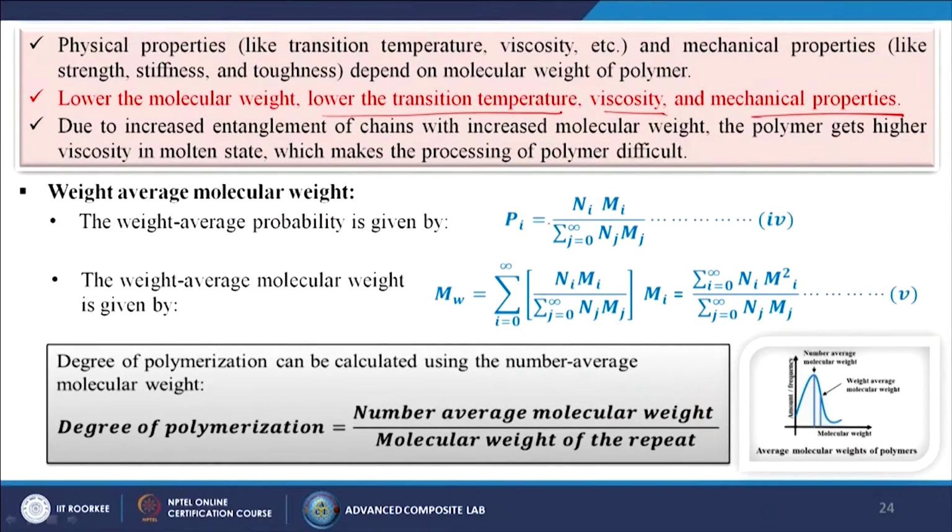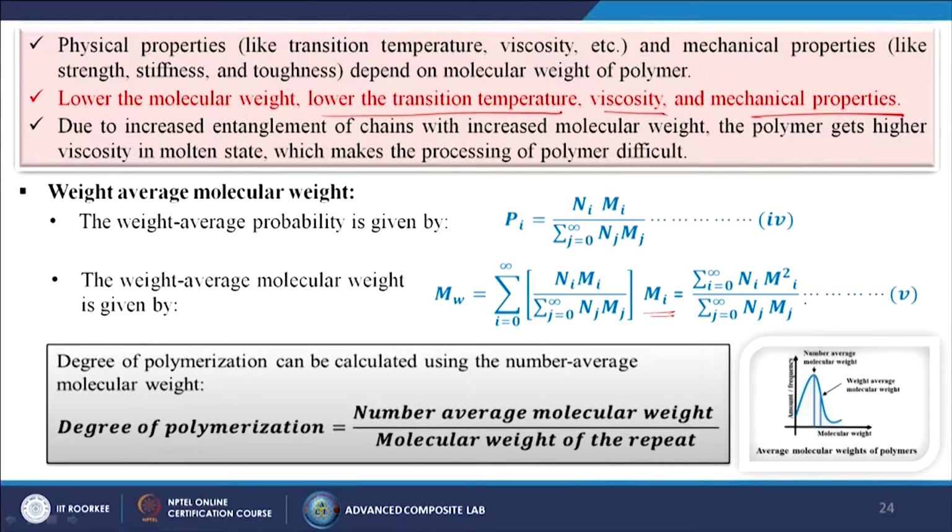Now, we are going to discuss the weight average molecular weight. The weight average probability is generally given by Pi equal to Ni Mi divided by the summation over j from 0 to infinity of Nj Mj. The weight average molecular weight is given by Mw equal to the summation over i from 0 to infinity of Ni Mi divided by the summation over j from 0 to infinity of Nj Mj, into Mi, which is nothing but the summation over i from 0 to infinity of Ni Mi square divided by the summation over j from 0 to infinity of Nj Mj.